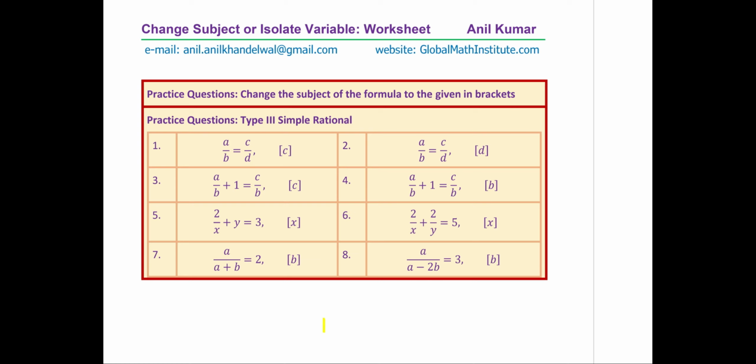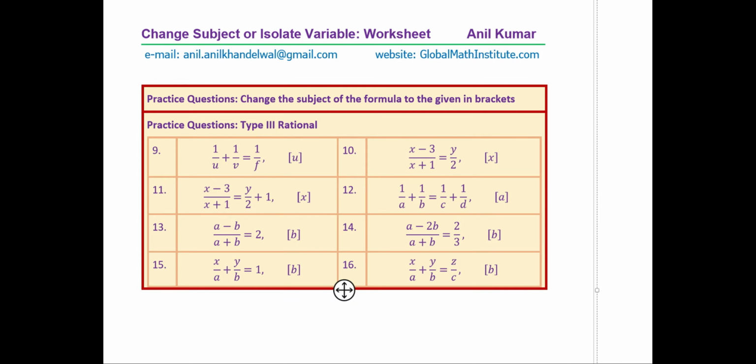fractions, which is normally called rational expressions, right? So type 3 is with simple rational expressions. As you can see, A over B equals C over D, isolate C. That may become tricky at times. For example, in this particular case, you need to isolate x, and so it could be slightly difficult as we move on. So here we have 8 questions.